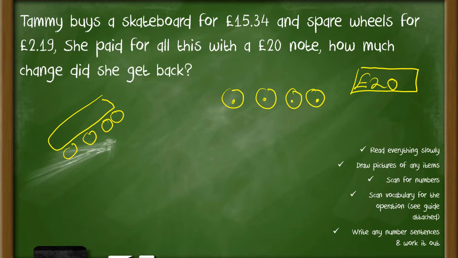So, okay, I've read through everything slowly. I've drawn pictures of any items. Now I'm going to scan for, so tick that, and tick that. Now I'm going to scan for numbers. Okay, so Tammy buys a skateboard for £15.34. So I'm quite comfortable that it's not very complicated. The skateboard cost her £15.34, trying to keep as neat as possible, and spare wheels for £2.19. So the spare wheels were £2.19. She paid for all of this with a £20 note, so I've already got the number 20 there.